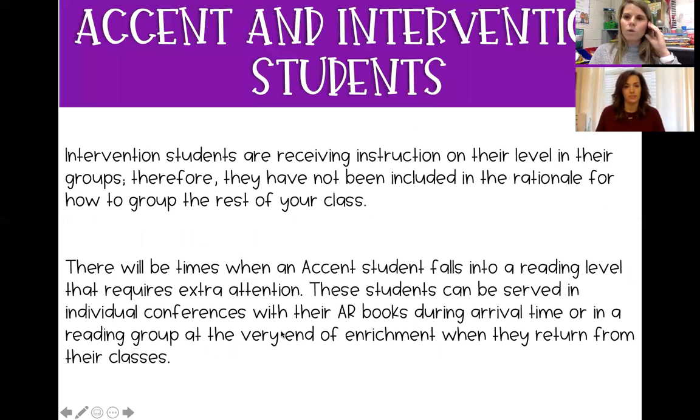right. Okay, and again, when we're talking about who we group and why, the whole point of guided reading is individualized reading instruction, which your students who qualify for intervention through TST are receiving with the most qualified people in the world while they're at intervention. So therefore, we don't include them in our rationale for groups, because I don't feel like that's the best use of our time within the hour that I'm given.